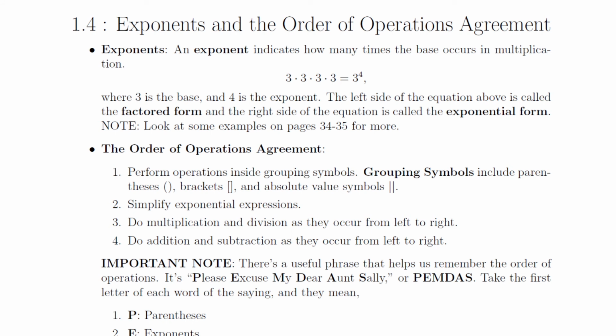An exponent indicates how many times the base occurs in multiplication. So for example, if I have 3 to the 4th power, that's the way that we say it, 3 to the 4th power, or 3 to the 4th. That's the same thing as 3 multiplied by itself 4 times. So the exponent is indicating how many multiplications of that base you do. So 3 is the base, 4 is the exponent. The left side of the equation above is called the factored form, and the right side is called the exponential form.